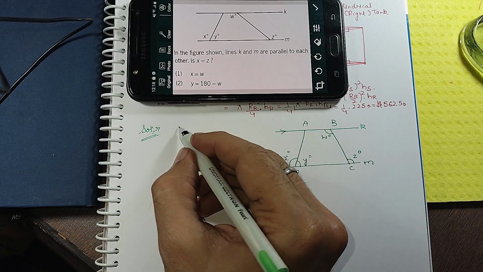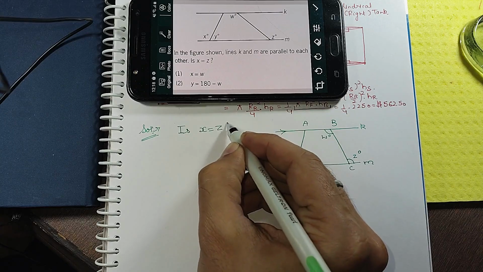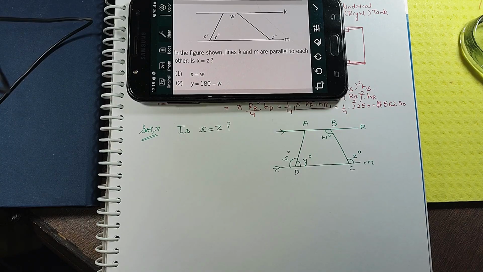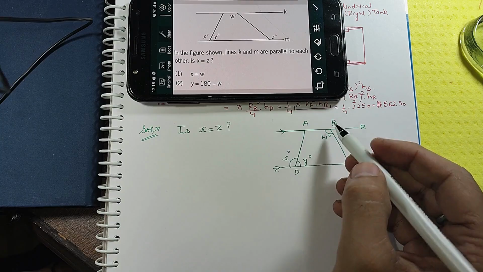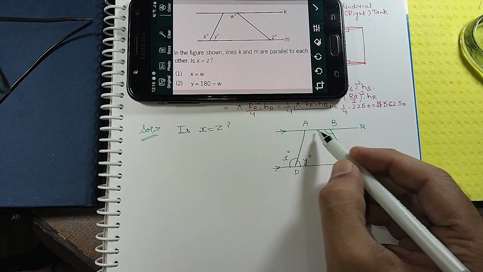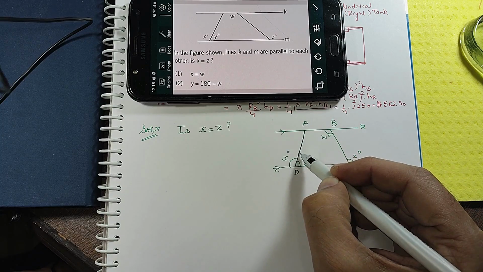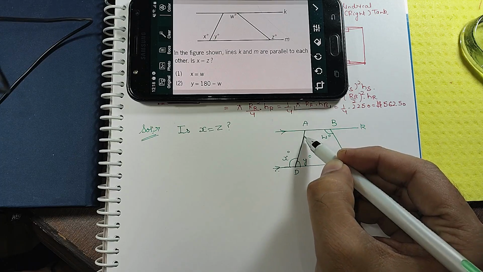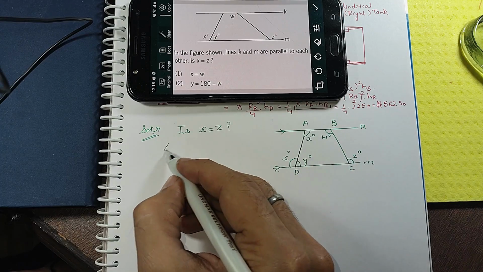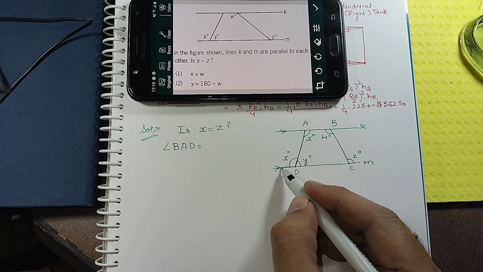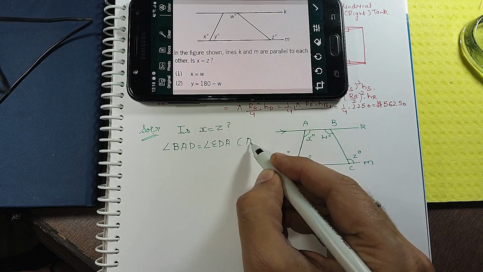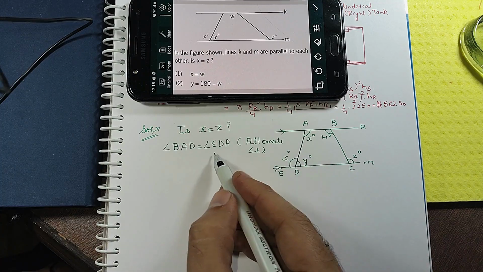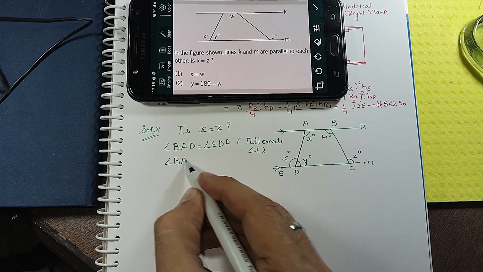We have been asked whether x is equal to z. Whichever statement gives us a sure answer, that it is not equal or yes it is equal, that statement is valid. Before going to statement 1, we can do some calculations. Since these are parallel lines, this forms an inverted Z. So this will also be x degree, because angle BAD equals angle EDA, where E is a point we name here. Why? Because these are alternate angles, right? Since EDA is x, angle BAD will be x degree.